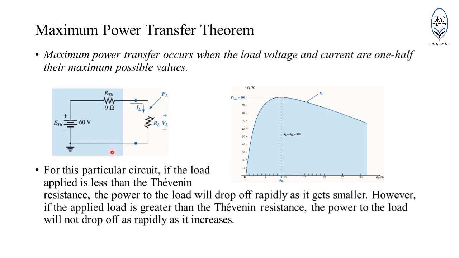Using the Thevenin equivalent network, it has been experimentally determined that RL will receive maximum power from the network when its value is equal to RThevenin. That is, when RL equals RThevenin, the power across the load will be maximum. However, if the load applied, that is the value of RL, is less than the Thevenin resistance, then the power will drop off rapidly as it gets smaller. However, if the load applied is greater than the Thevenin resistance, that is RL is greater than RThevenin, then the power will also drop off, but at a much lower rate.